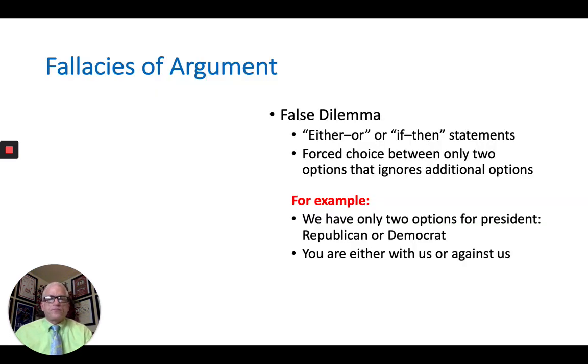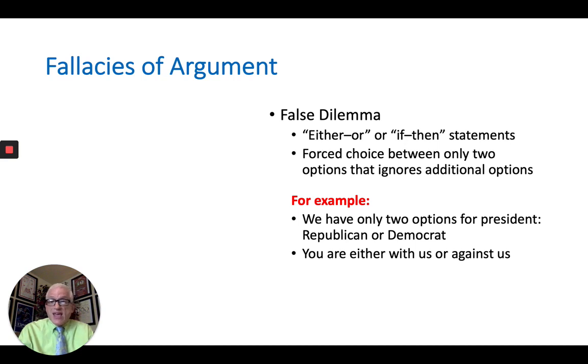So, okay, here's another one. It's called the false dilemma. It is really a fallacy of either-or, if-then. It makes the argument that there is a choice only between two options. You either do this or you do this. You either do A or you do B. And typically, A is something we absolutely don't want, so we're stuck with B. It's kind of a forced choice in some cases.